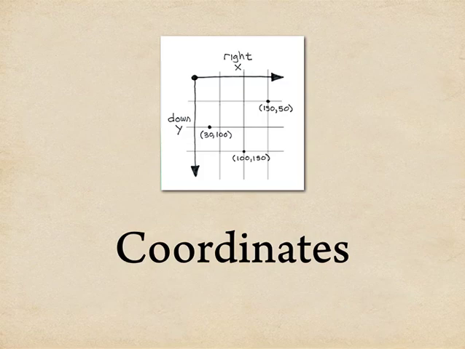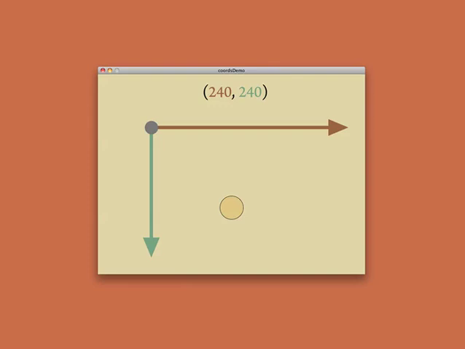Let's take a look at this in action. So here's a little Processing sketch to demonstrate the idea. The gray circle in the upper left is the origin. That's the point 0, 0. The brown axis going to the right is our x-axis, and the greenish axis going down is our y. And at the top, I've identified the coordinates of the point represented by that big yellow circle. And right now, its x value is 240 and its y value is 240.